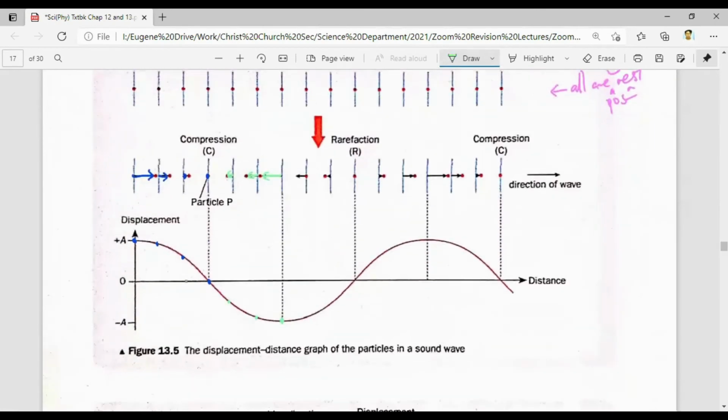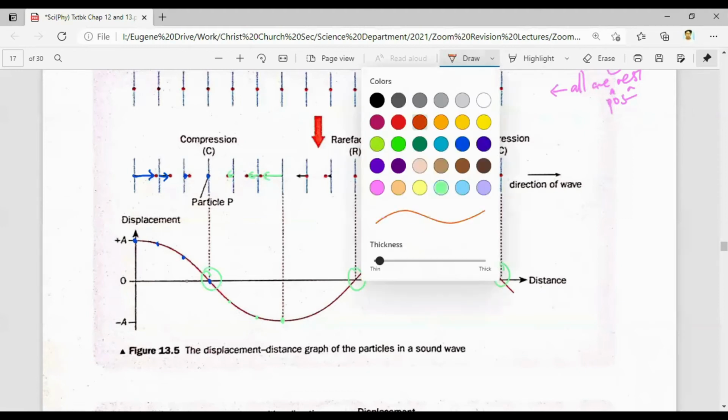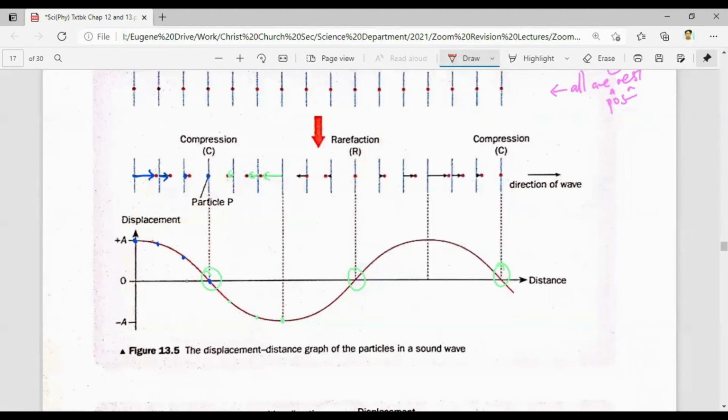I want to show you this, do take note. Look at the place where there's compression, look at the place where there's rarefaction. What you realize is, how come the compression and rarefaction are all at the rest point? This part is a little bit tough. You need to understand that if positive means right, the particles here have gone towards the right. If negative means left, all these particles have gone towards the left.